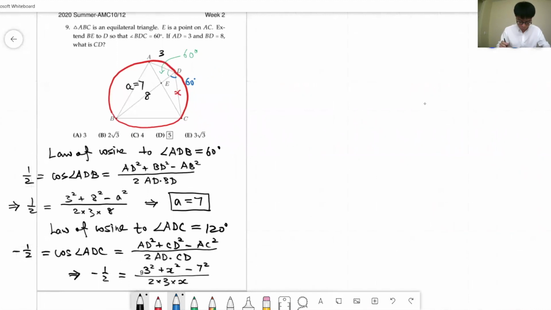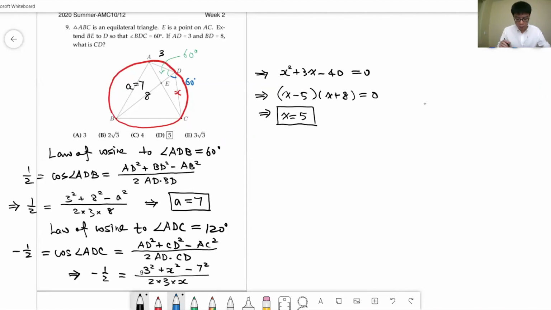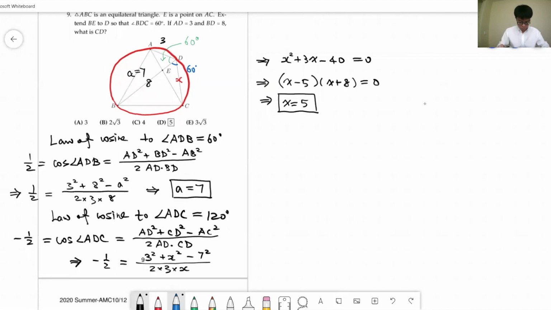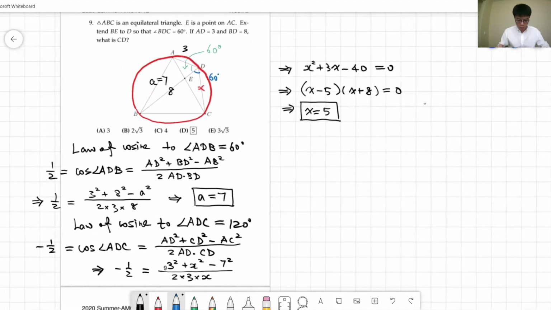The quadratic equation is as follows: X squared plus 3X minus 40 equals 0. Now we can factor this equation: X minus 5 times X plus 8 equals 0. Because X must be positive, X equals 5. So the answer is 5. CD equals 5. This is by the law of cosines.